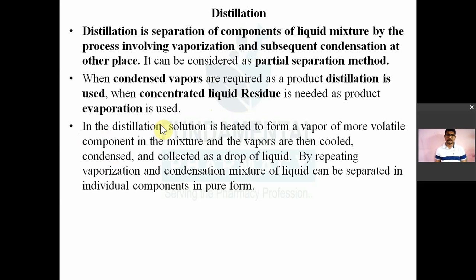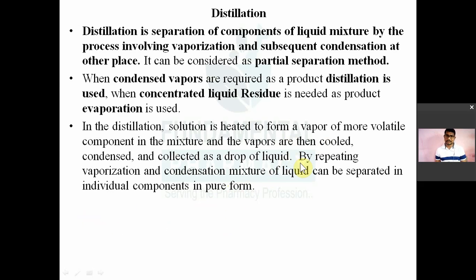So in distillation, the solution is heated to form a vapor. Solution means a mixture of two components. So in distillation, the solution or mixture is heated to form a vapor of the more volatile component in the mixture. The vapors are then cooled, condensed and collected as a liquid, drop by drop. By repeating the same procedure, that is, vaporization and condensation of the mixture, a liquid can be separated into individual components in pure form.